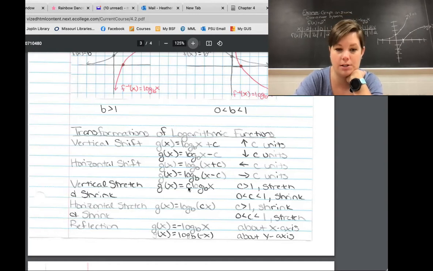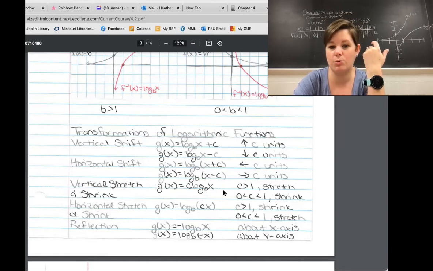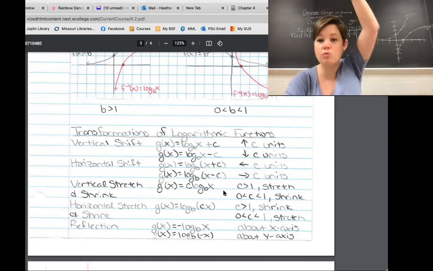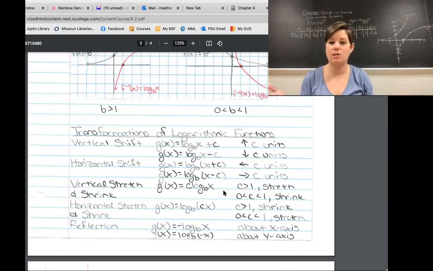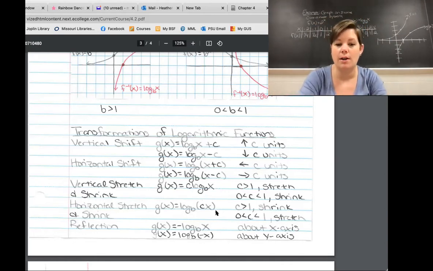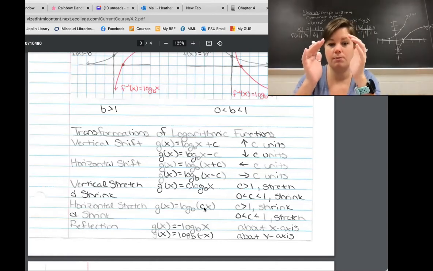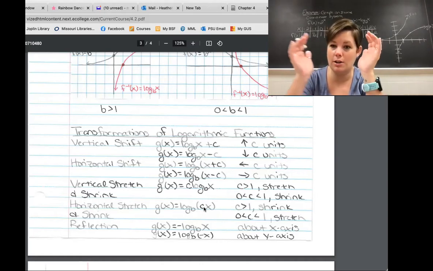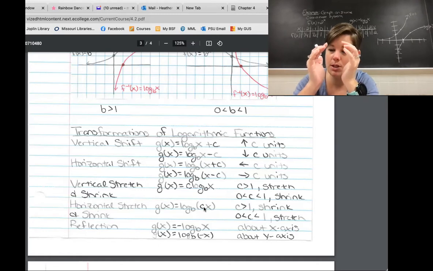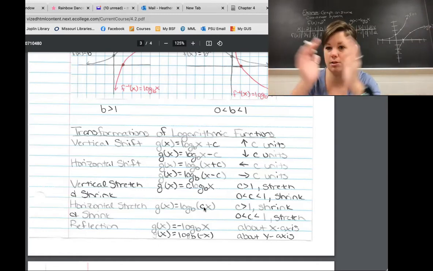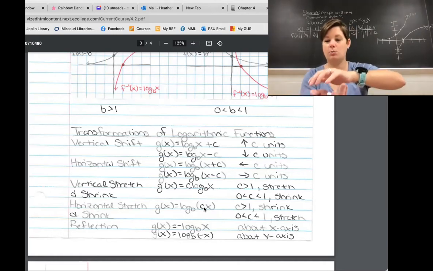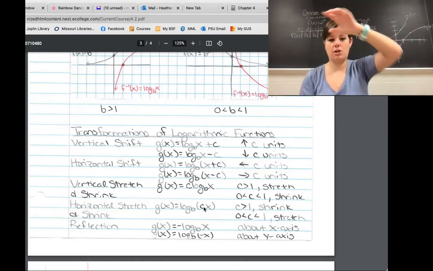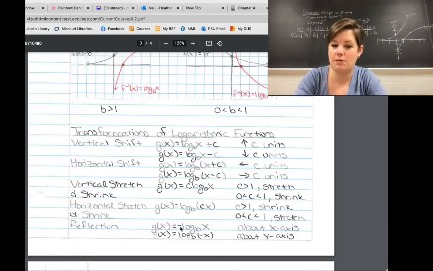The c out in front of the log is a vertical shift or shrink. That one I think kind of follows the rules in that if c is greater than 1, it's going to stretch it. If c is a fraction between 0 and 1, it's going to shrink it. Whereas if you have the c inside of your logarithm, again, if it's inside, it does the opposite of what you would think. So if c is bigger than 1, it actually shrinks it. Whereas if c is between 0 and 1, it's going to stretch it. But those are horizontal stretches and shrinks. The ones where it's outside of the log are vertical stretches and shrinks. And then obviously if there's a negative out front or a negative inside, that's going to be a reflection.